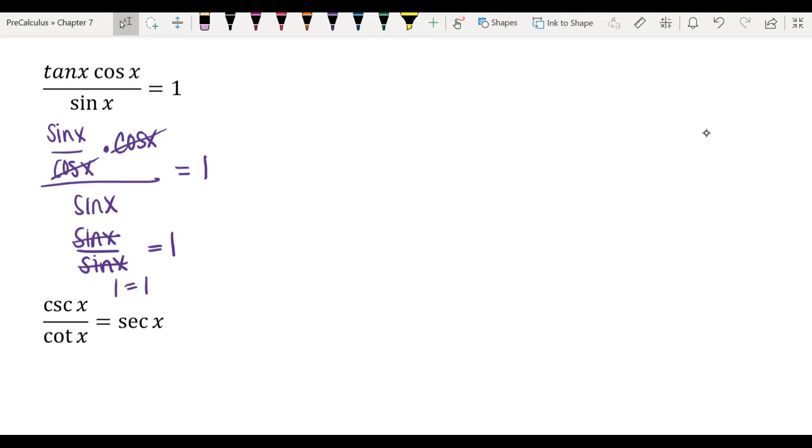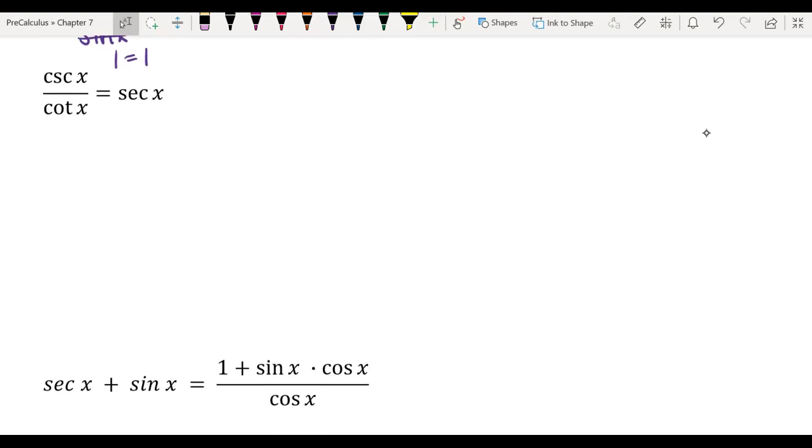Are you ready for the next one? What does cosecant of x equal? 1 over sine of x. And then we're dividing that. We were going to do that second, but let's do it now. Typically, when you have a big division, it's a good idea to change it to the division sign from long ago. Then we have cotangent of x, which is cosine over sine.